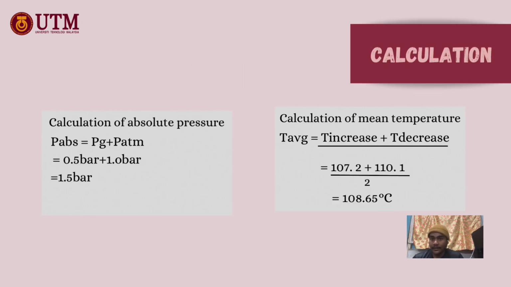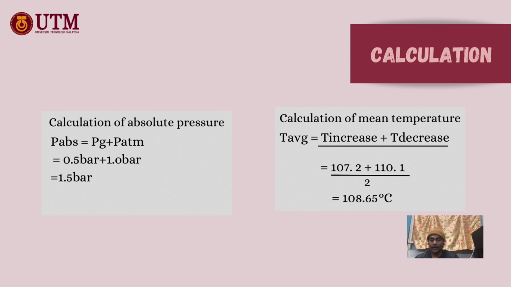Next, we move into the calculation part. In this experiment, we have five calculations. The first calculation is the calculation of absolute pressure. To calculate the absolute pressure, the formula is absolute pressure equals gauge pressure plus atmospheric pressure.